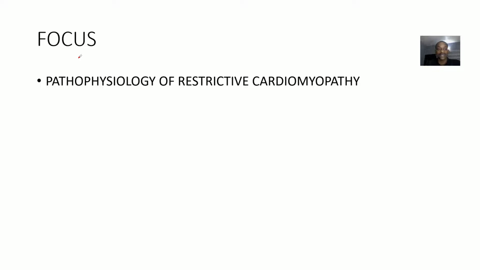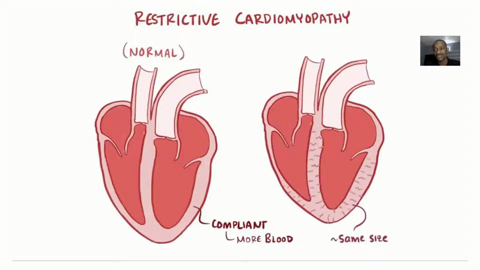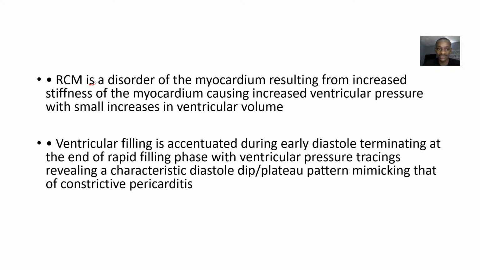The heart is now having a definitive size like a bone, which is not supposed to be. So we are now talking about the pathophysiology. Pathophysiology is more like step by step how this condition actually came to be. So we said that restrictive cardiomyopathy is a disorder of the myocardium resulting from increased stiffness of the myocardium, and this will cause an increased ventricular pressure, with a small increase in what? Ventricular volume. So that means what? Pressure is now much in the heart. The heart is not relaxing like a muscle again, which is not supposed to be.